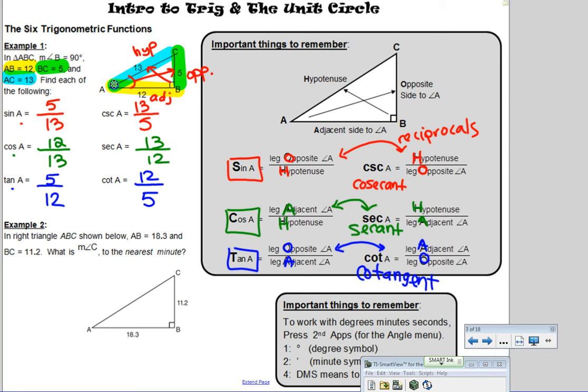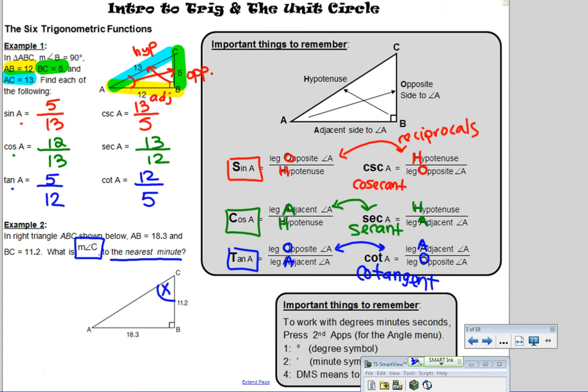Okay, in example 2, in right triangle ABC, shown below, A to B is 18.3 and B to C is 11.2. What is the measure of angle A? Well, angle A is what we're trying to find, but this one says that we have to find the angle to the nearest minute. Now, that might seem like it's hard. I will first do a little sidebar question just so you can understand what we're talking about.